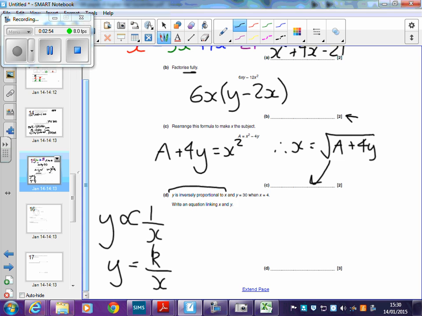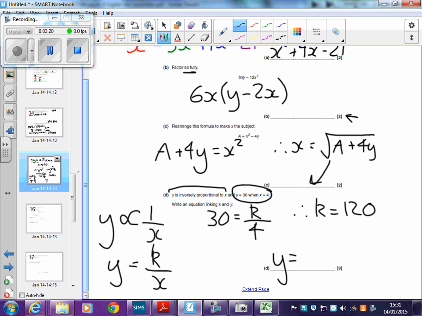Now the problem with this equation is we don't know what k is. So this is where this second bit of information comes in useful. So y is 30 when x is 4. We can substitute these in to decide what k is going to be. So y is equal to 30 is equal to k over 4. That means that k is equal to 120. So your final answer, you write out the formula, but instead of writing k, you write 120. y equals 120 over x.